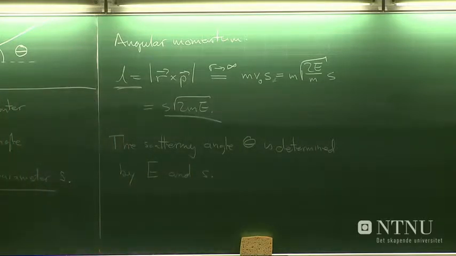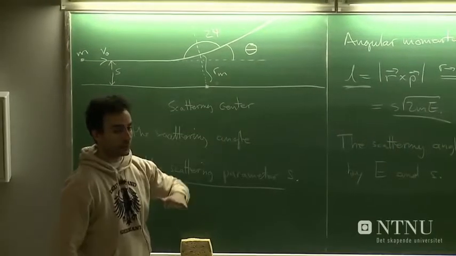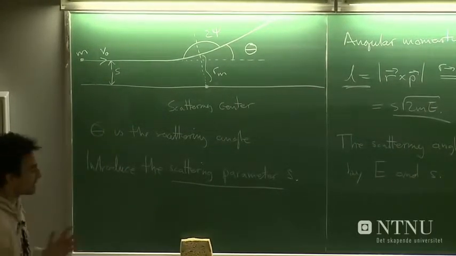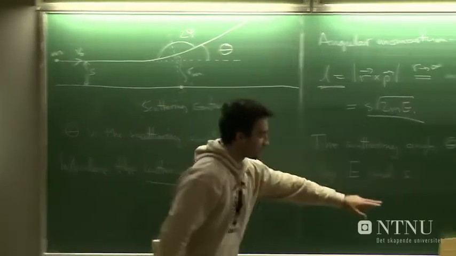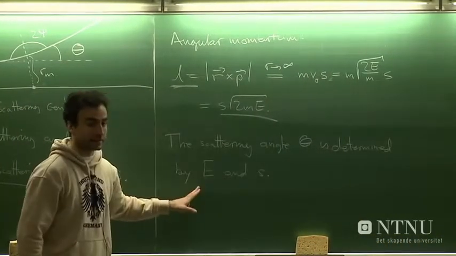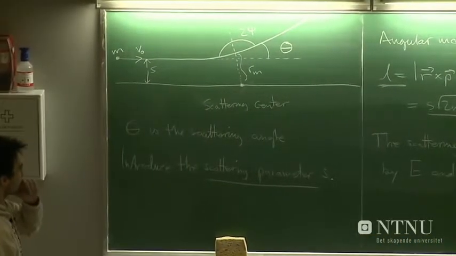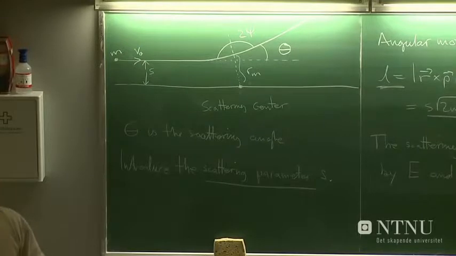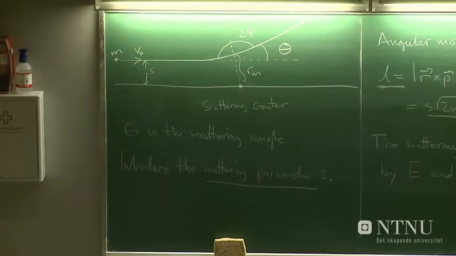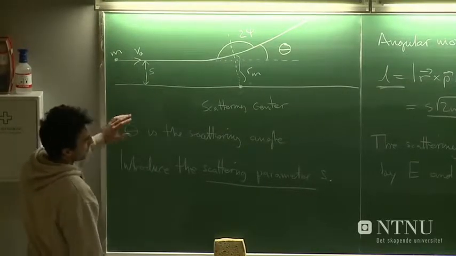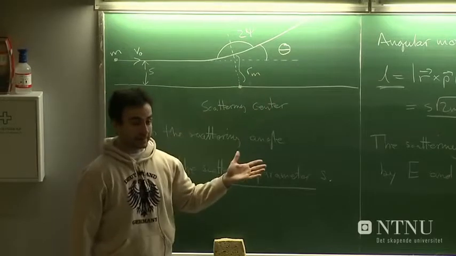And it turns out that this scattering angle, the manner in which the incident beam of particles is deflected by the potential, is determined by this parameter S and the energy of the particles. So let's pause for a second and think if this is reasonable. We're saying that the scattering angle should depend on S.